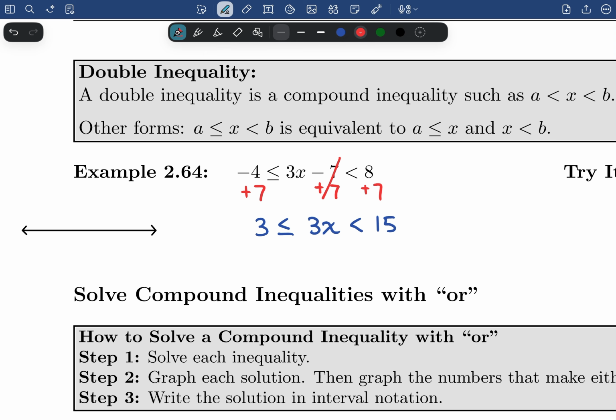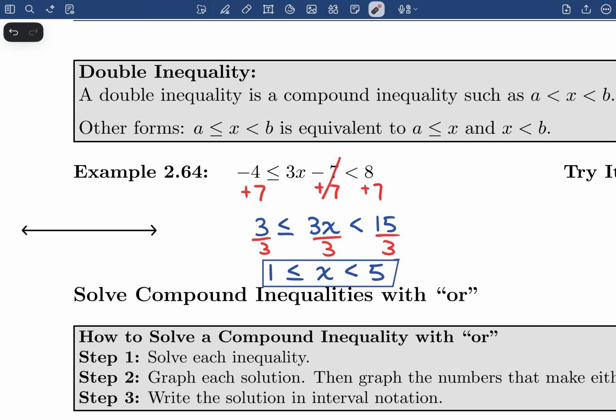Next, we can divide by 3 on all 3 regions. And so cleaning up this inequality, 3 divided by 3 is 1, which is less than or equal to 1x, which is less than 5. All right, so I have solved this double inequality, and it looks like this now. I think that's pretty cool. And so this double inequality is really 2 inequalities in one. I've got, first of all, this part, which says x is greater than or equal to 1, and this part, which says x is less than 5.